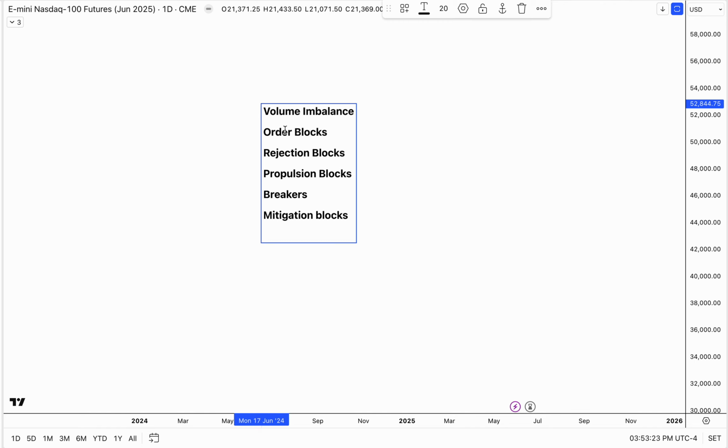Those are the main ones, really. Order block is just a variation. A propulsion block is a variation of an order block. I'll show you guys what it is. Fair value gaps.